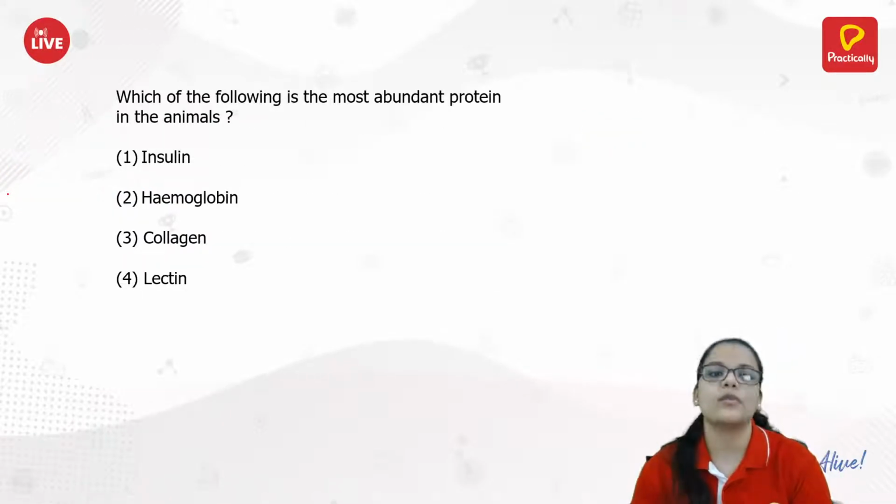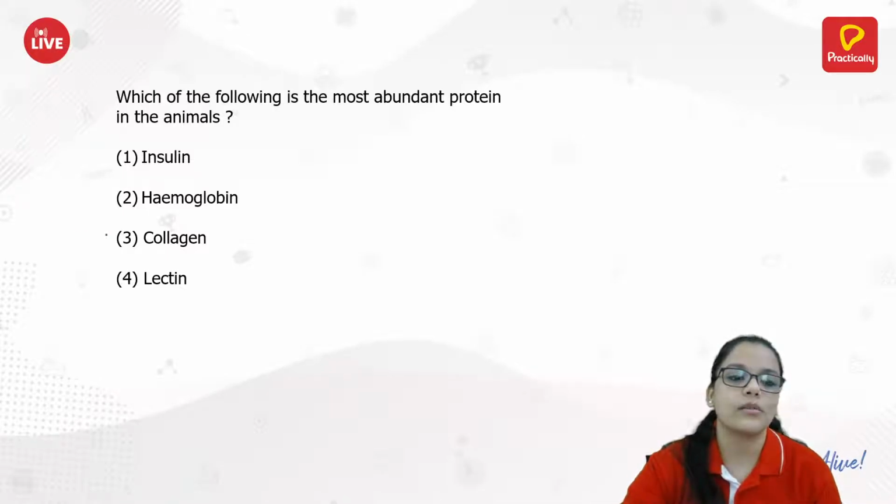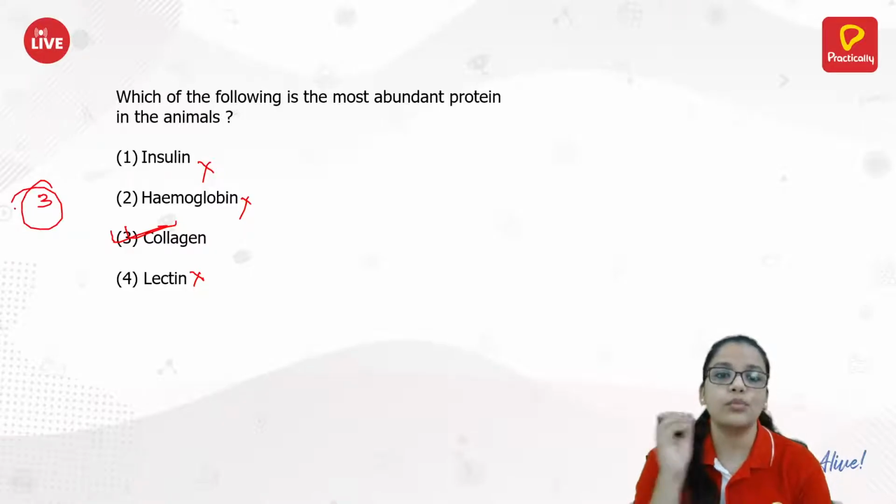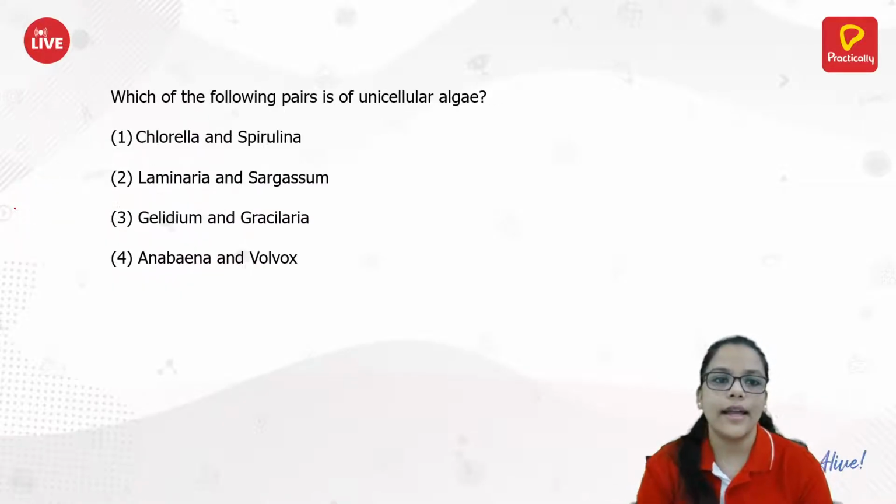Which of the following is the most abundant protein in animals? This is the most common, easiest answer. That is collagen, not these 3. Okay, you can just close your eyes and write collagen, which is the most abundant protein in animals.